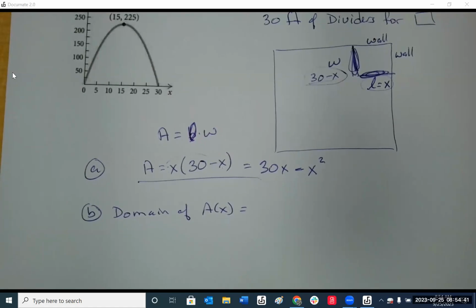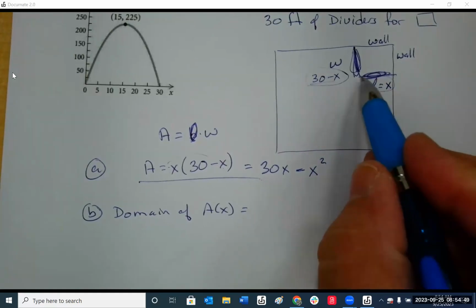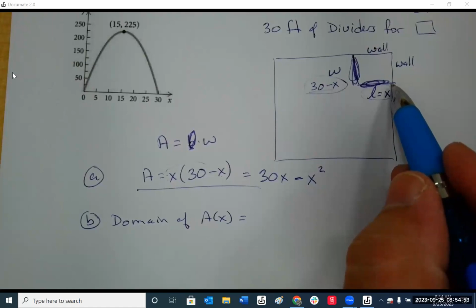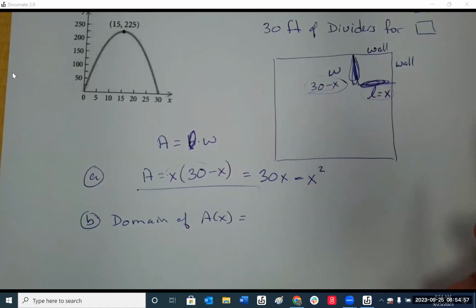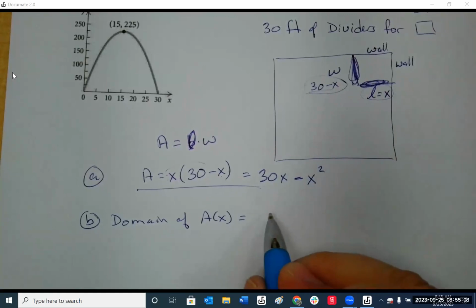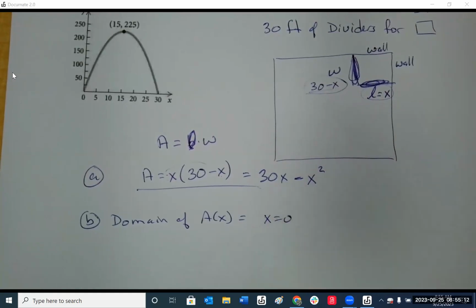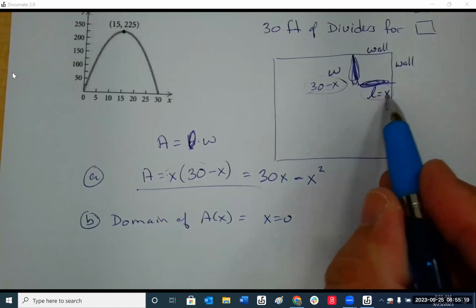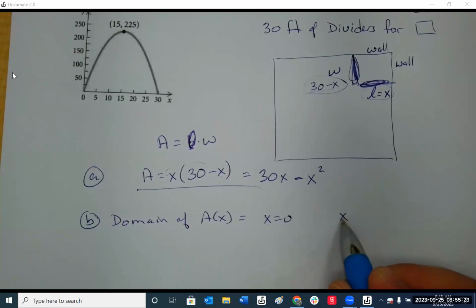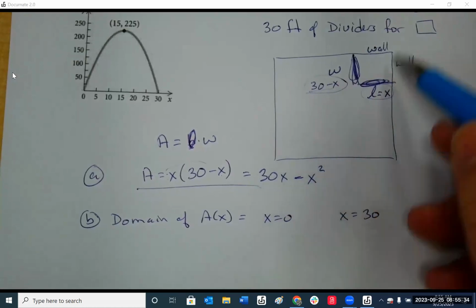What's the smallest it can be? Think about it. If you had a picture here, what's the smallest this length can be? What if the whole thing is just put against the wall? The smallest it can be is 0. What's the largest this one can be? Yeah, the largest it can be is 30. Anything else between there, now I have some room, because this one is against the wall.